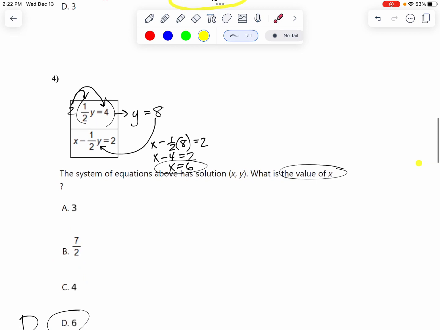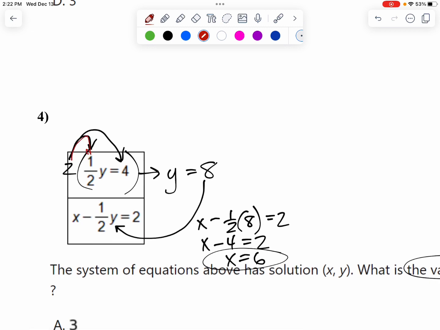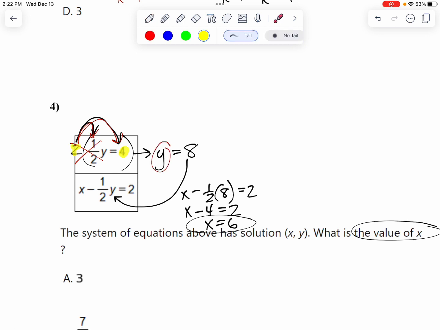Number 4, we've got another system of equations and we need to solve for x. And I think there might be something pretty simple I can do with this first problem. In order to cancel the 1/2, you can multiply both sides by 2. That cancels the 1/2 and you just get y. So just be careful, you're multiplying this by 2 and you're multiplying the 4 by 2. And then when you take the 2 and multiply it by the 4, you get 8.